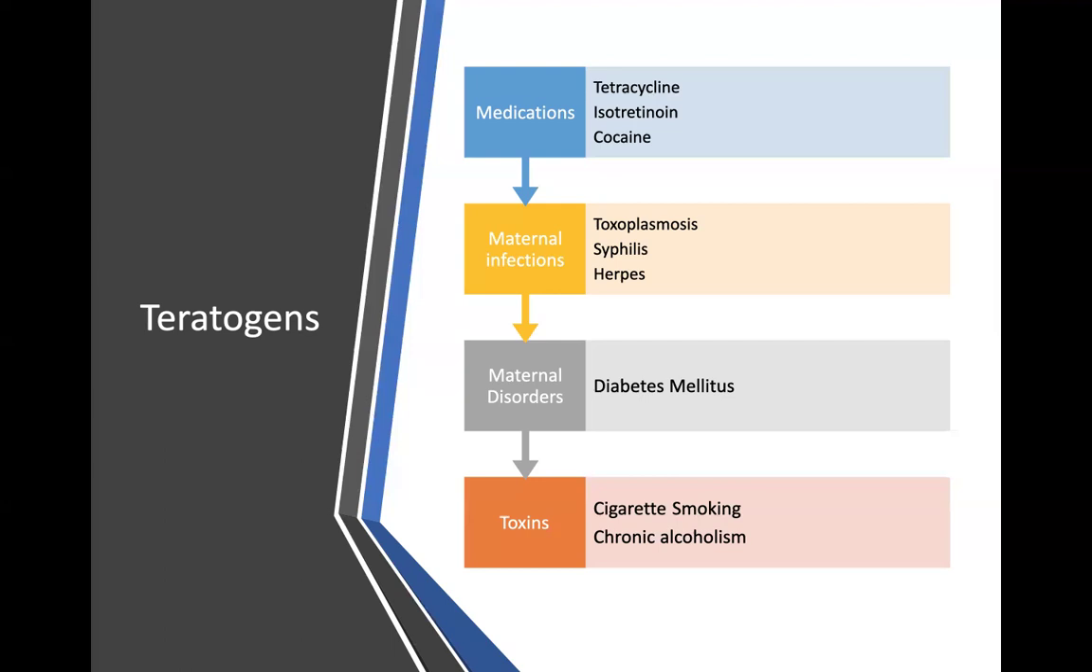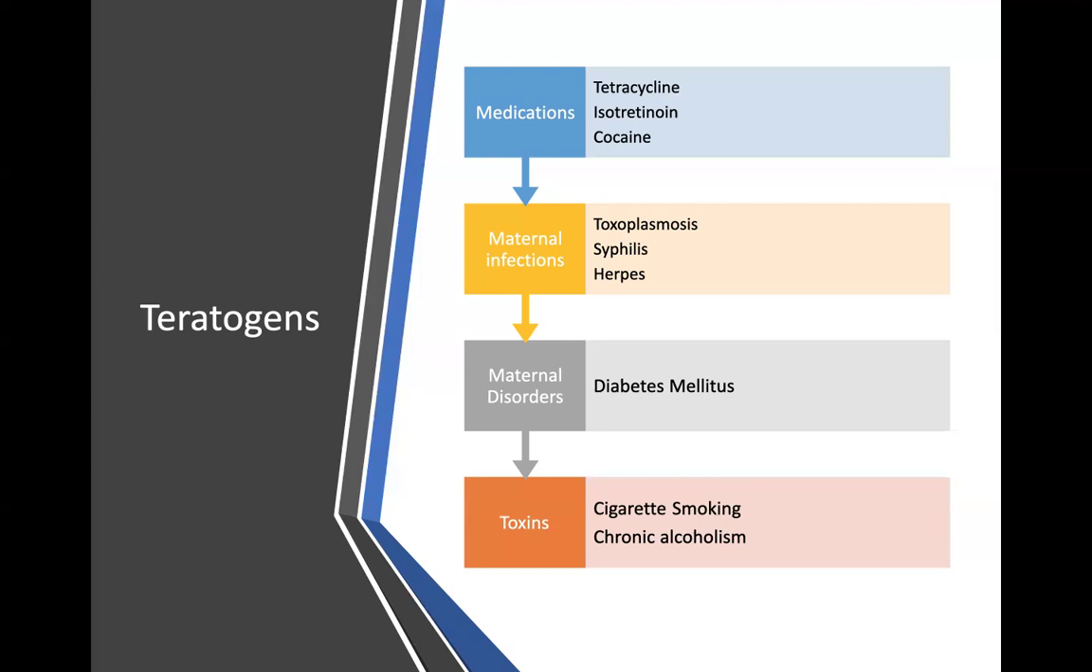Then we're going to talk about maternal disorders. Diabetes mellitus is a common one, which can cause heart defects, neural tube defects, limb defects, and holoprosencephaly, which is where the front part of the brain doesn't develop.